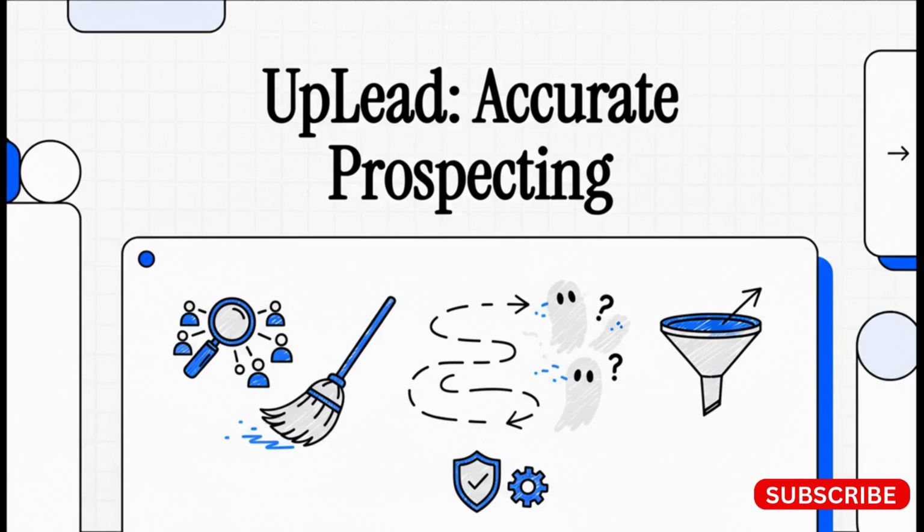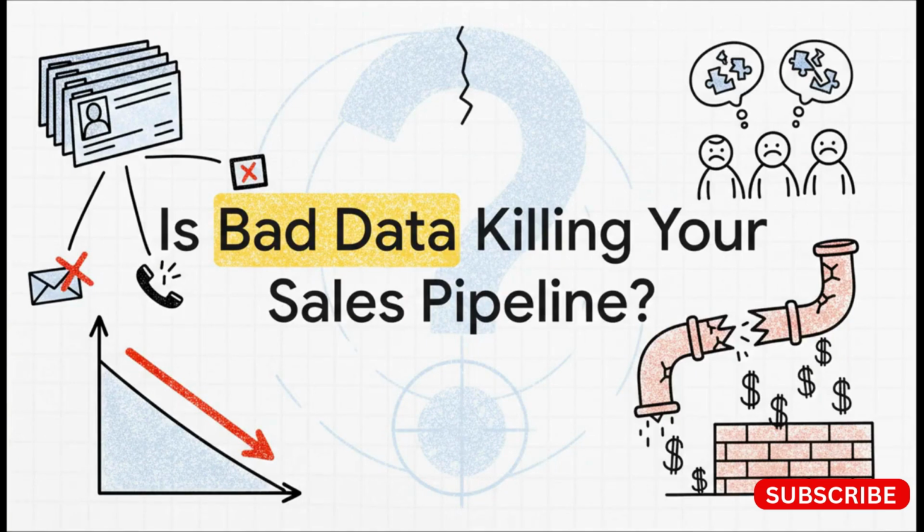Let's get into it. So I want to start with this question right here, because honestly, it's the elephant in the room for so many sales teams. You put in all this effort, you build this amazing list, and then it just crumbles because the data is bad. It's more than just frustrating, right? It's actively costing you money and killing your team's momentum.